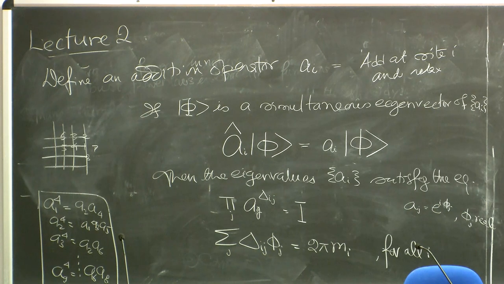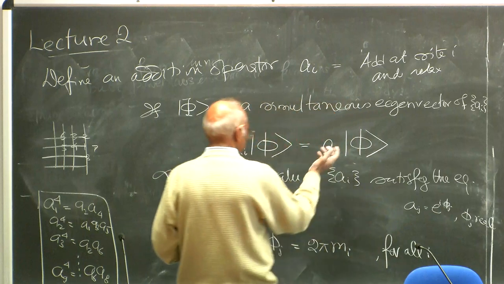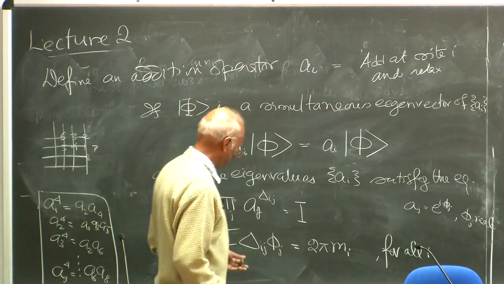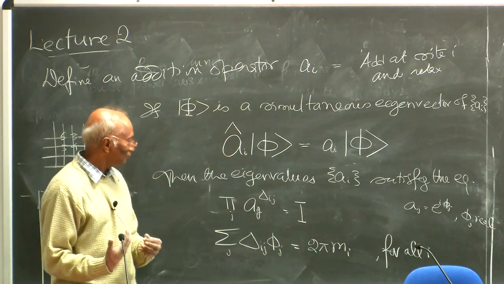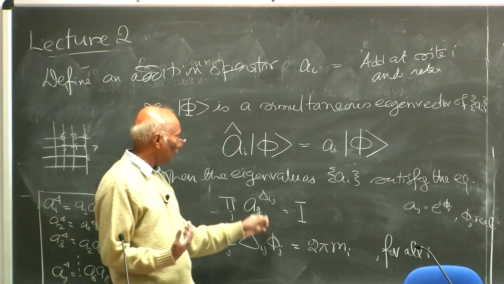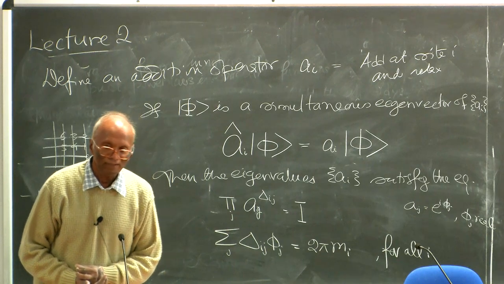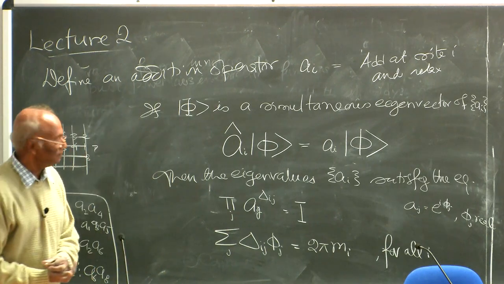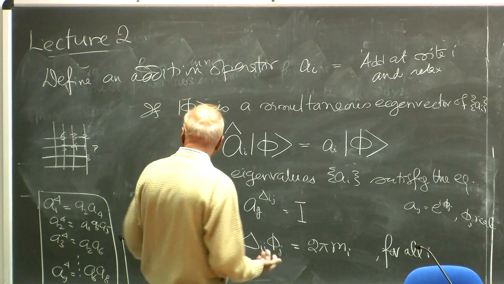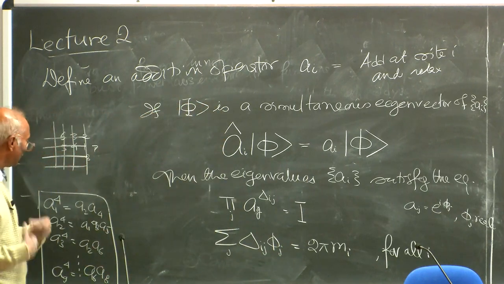Okay. But right now, I might be able to say that all the AIs are operators, they have these values, these are the eigenvalues of operators AI. Okay? So what does that mean? I guess one of the solutions of these equations is all AI equal to 1.